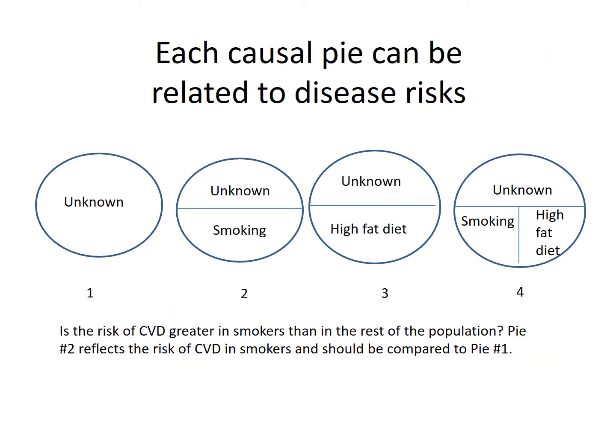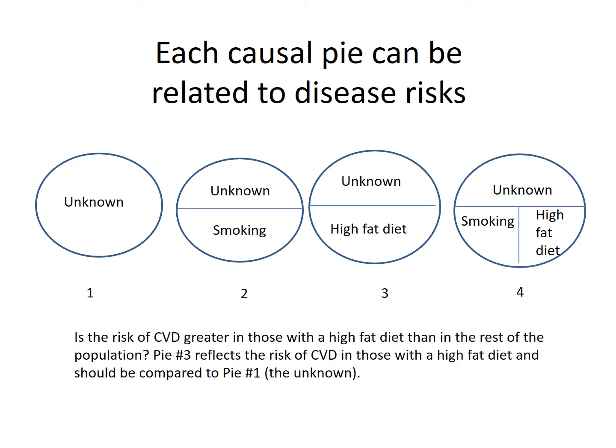So when you line up these pies, and I'm just numbering them 1, 2, 3, 4 to clarify, pie 2, that's the risk related to just smoking, becomes the risk related to just smoking when it's compared to 1. So we can see if we can compare the smokers to the non-smokers who don't have a high-fat diet, so that would be causal pie 1, we can get a sense of what is the risk just related to the smoking.